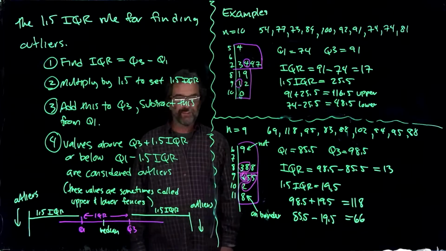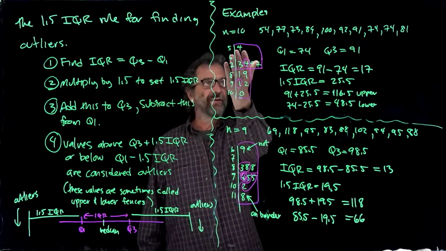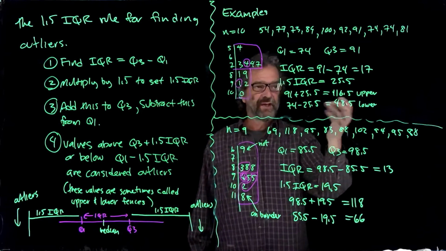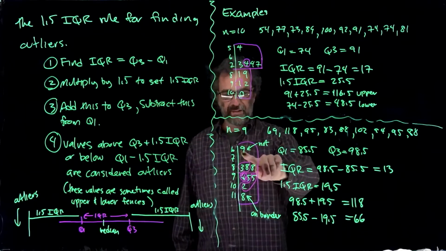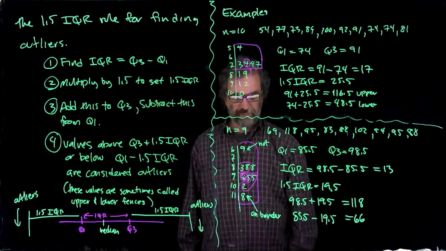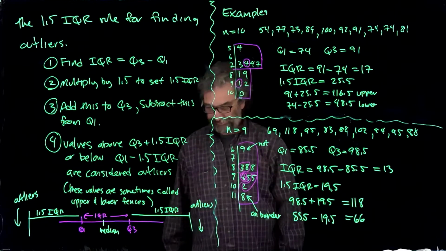So we hit a value that was almost an outlier, and here we didn't even come close. We had 154, and we had 116 and 48 as the fences. Here we had 118 and 66. 69 didn't make the cut. It wasn't small enough. 118 is right on the border. Treat it as you wish. Ordinarily not considered an outlier.